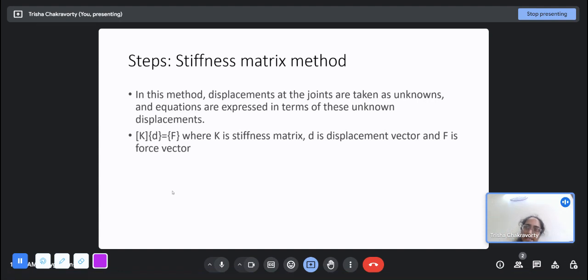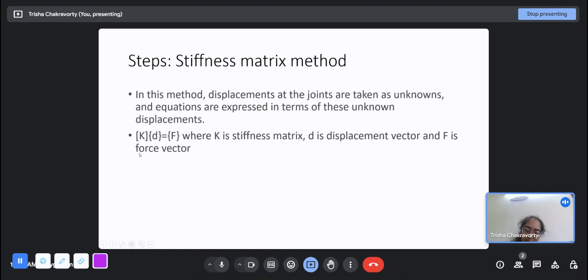If there are n degrees of freedom, there will be an n by n global stiffness matrix, and there will be n displacements that we have to solve for, and this is equal to the force matrix. And at each joint we know the force, because in structural analysis, what is given? The structure is given, the loading is given, the boundary condition is given, and we have to find out the displacements and the forces in the members. So the force vector is given and we can assemble it. The displacement vector is what we want to find out, and the stiffness matrix we have to find out.